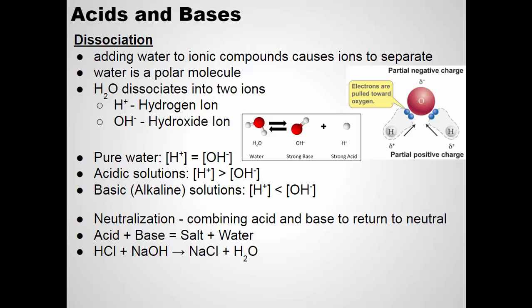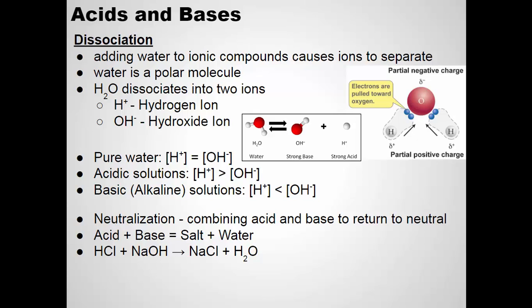In acidic solutions, there's a greater proportion of hydrogen ions. Okay, so more hydrogen ions leads to an acidic solution. The opposite of an acid is a base. The opposite of acidic is basic or alkaline. In those solutions, it's the opposite. There are more hydroxide ions than there are hydrogen ions. And so if we combine acids and bases, okay, that can neutralize. Okay, when we add an acid and a base, those hydrogen ions, those hydroxide ions can recombine and form water, okay, balance each other out, and return the solution to neutral.